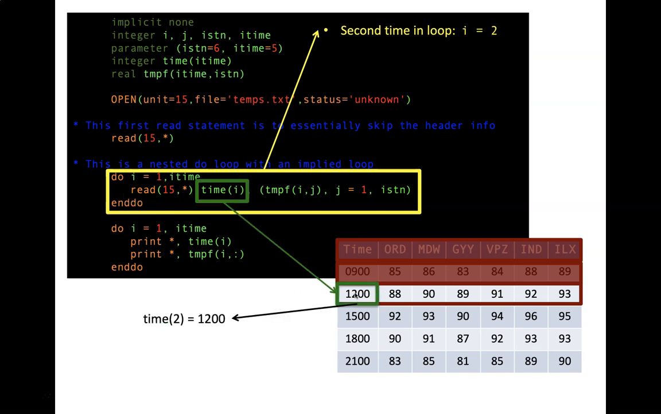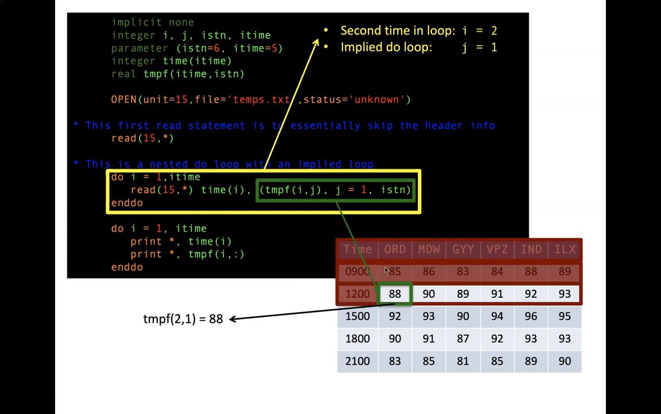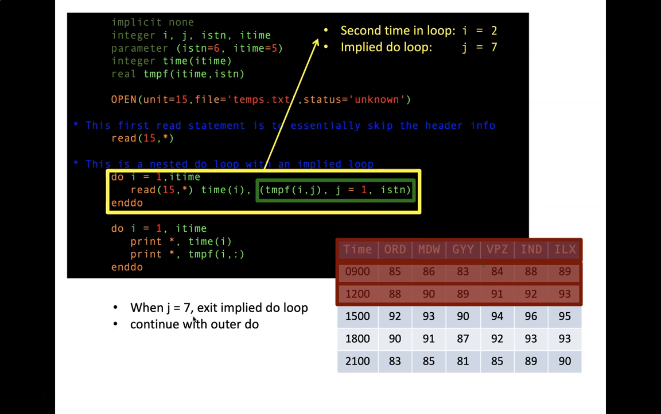Initially i equals 2, and we put into time address 2 the value 1200 for 12 UTC, and then use our implied do loop to again read across, but now storing in our second row our 6 columns of data: 88, then 90, then 89, then 91, then 92, then 93 in address (2,6). Again, j equals 7, so we continue with the outer do loop.